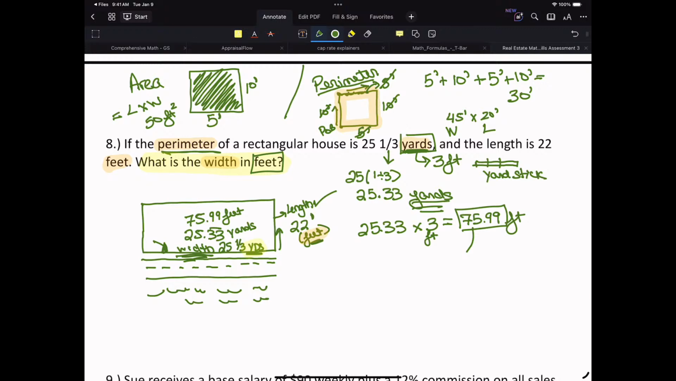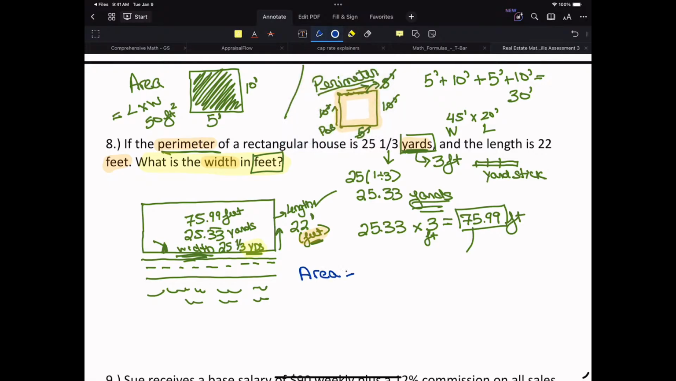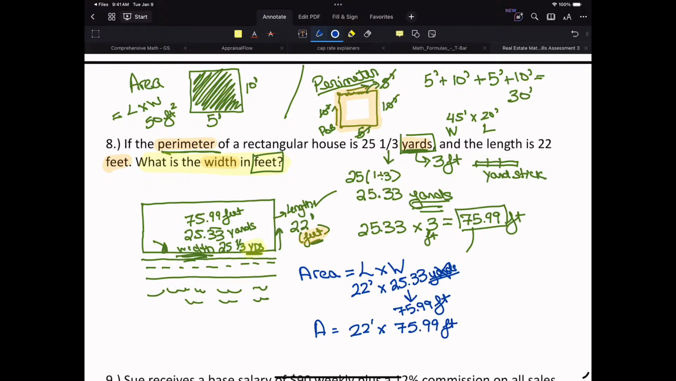Now, if this had asked me how many square feet, what is the area, and I'll change colors here. Area is equal to length times width. Our length was 22 feet. Our width was 25.33 yards, but once again, apples and oranges, I've got to change this to feet, which we just did: 75.99 feet. So area would be equal to 22 feet times 75.99 feet.